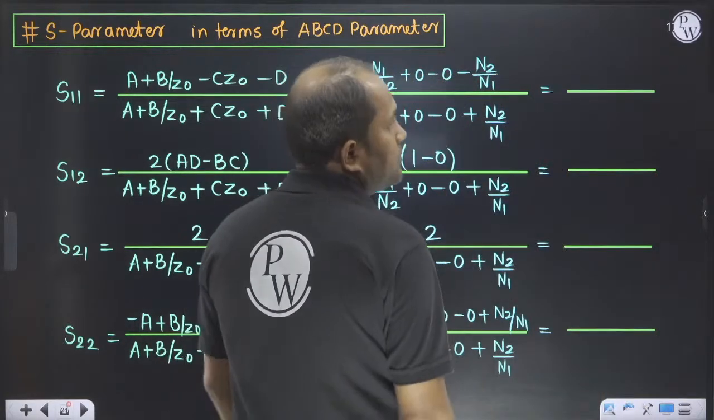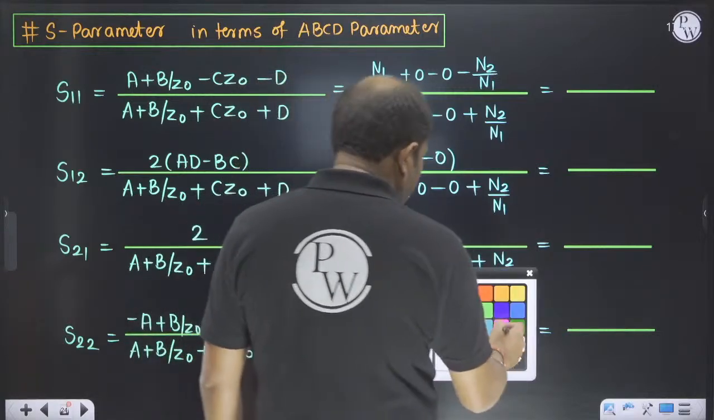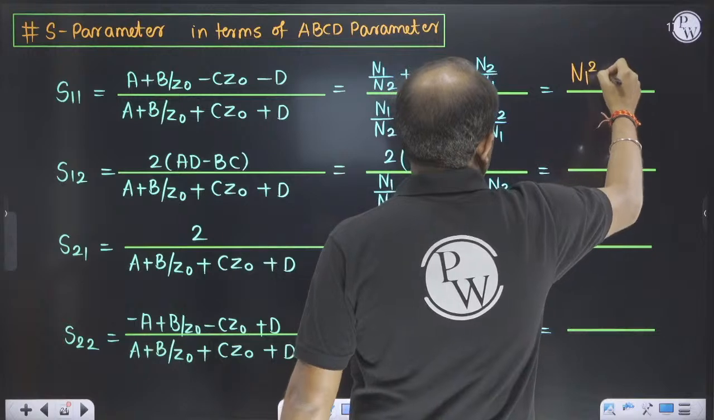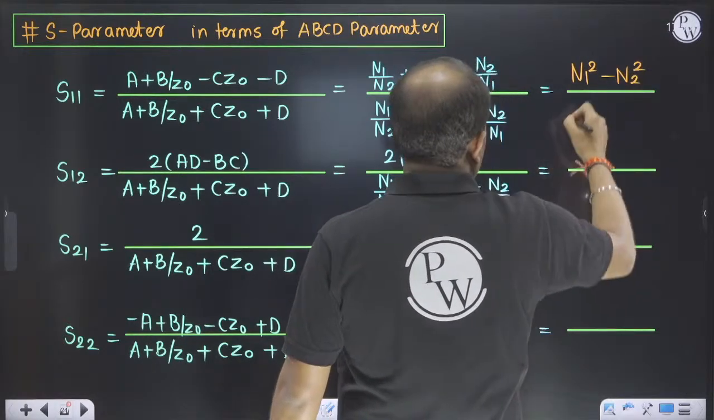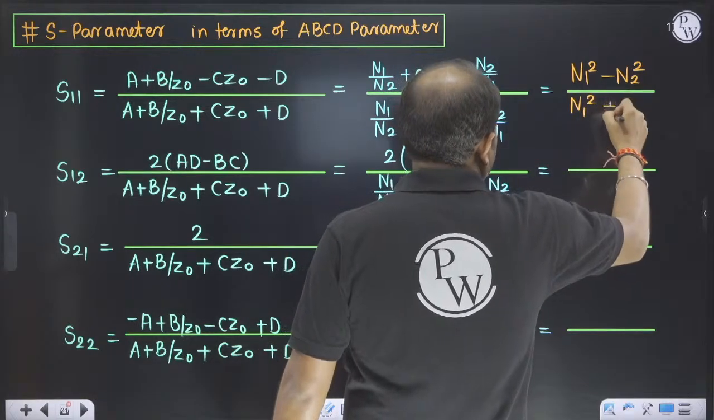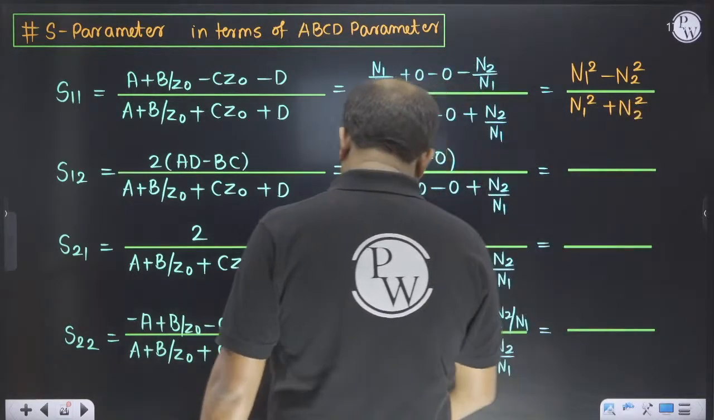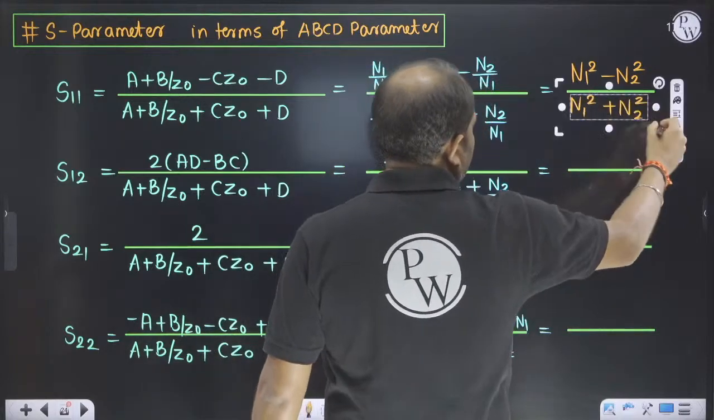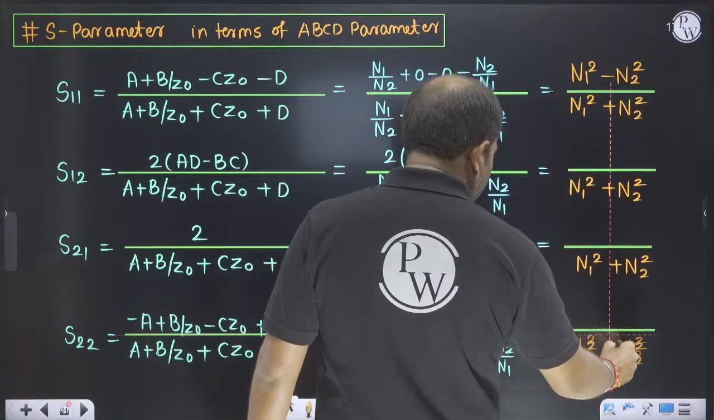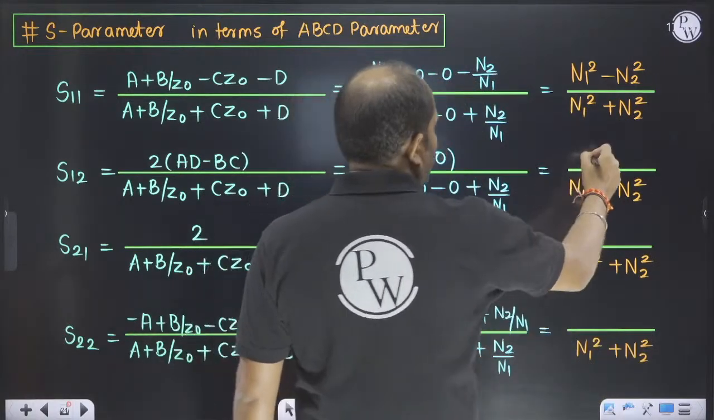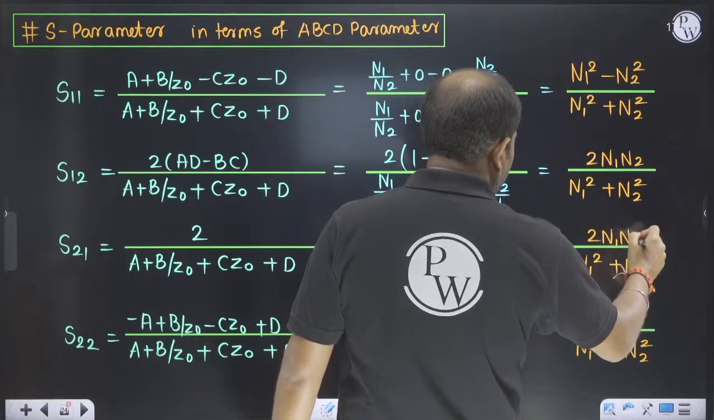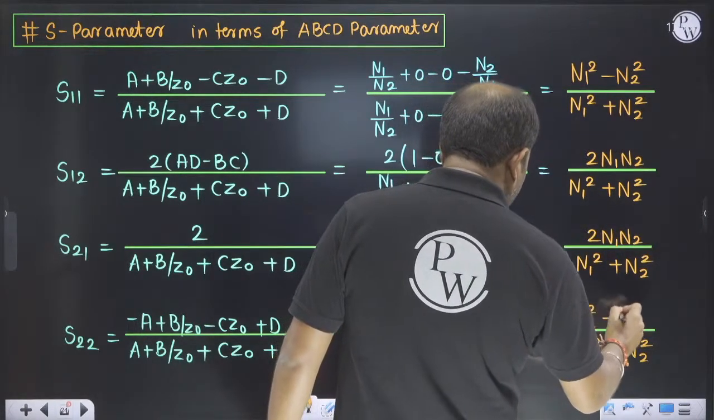So what is the ratio? So the ratio will be N1 square minus N2 square over N1 square plus N2 square. The denominator will be the same for all cases. Then after it will be 2N1 N2, and this one is also 2N1 N2, and this one is N2 square minus N1 square.